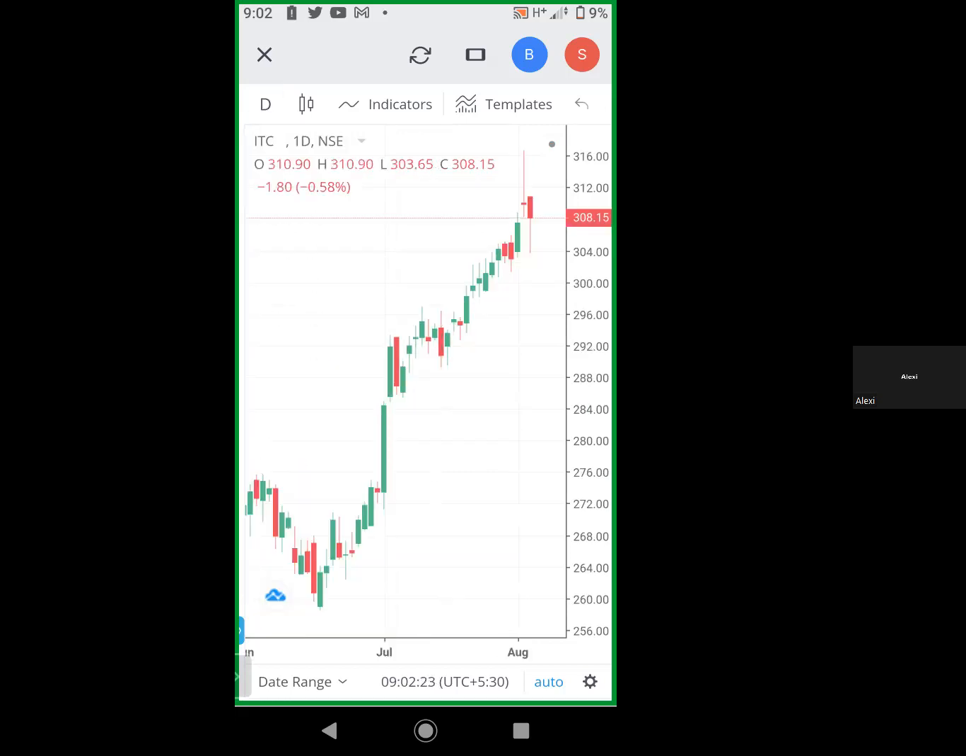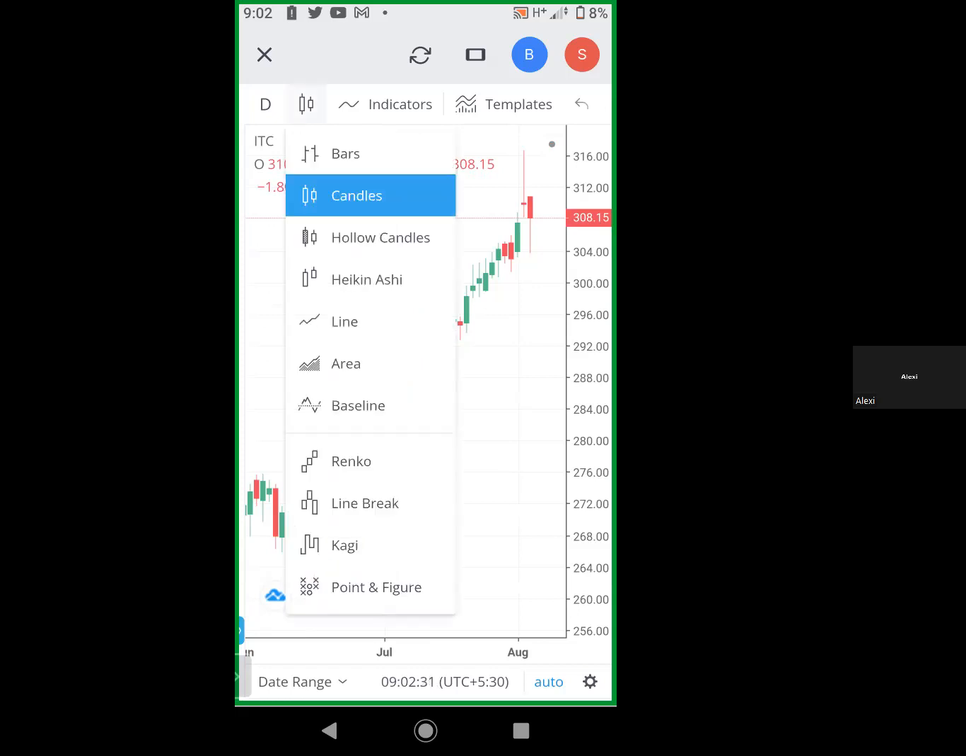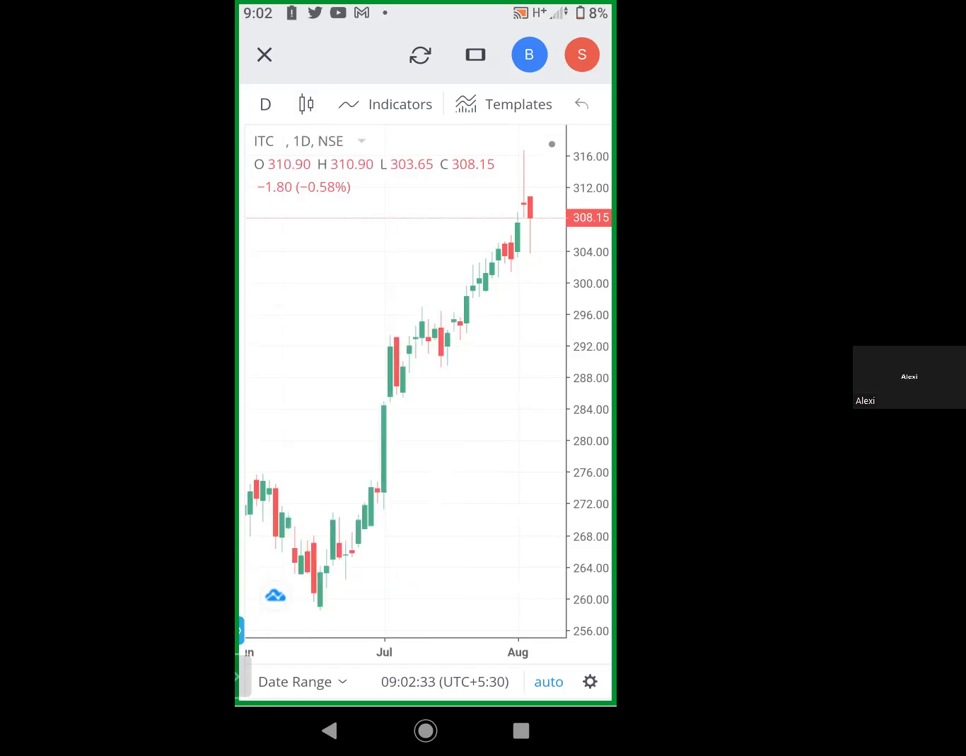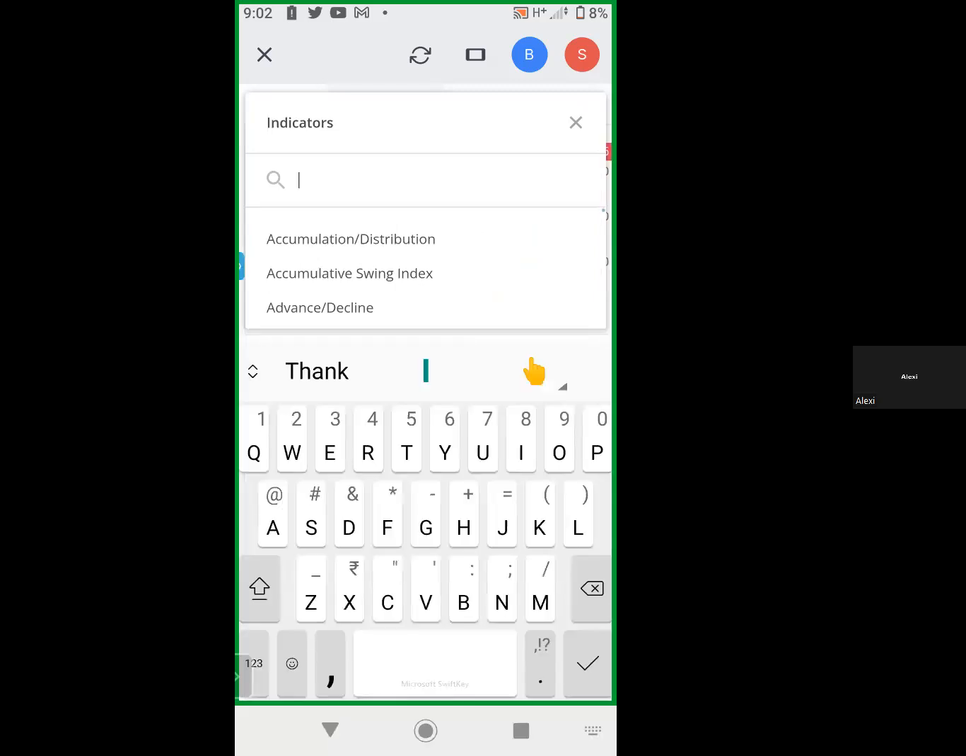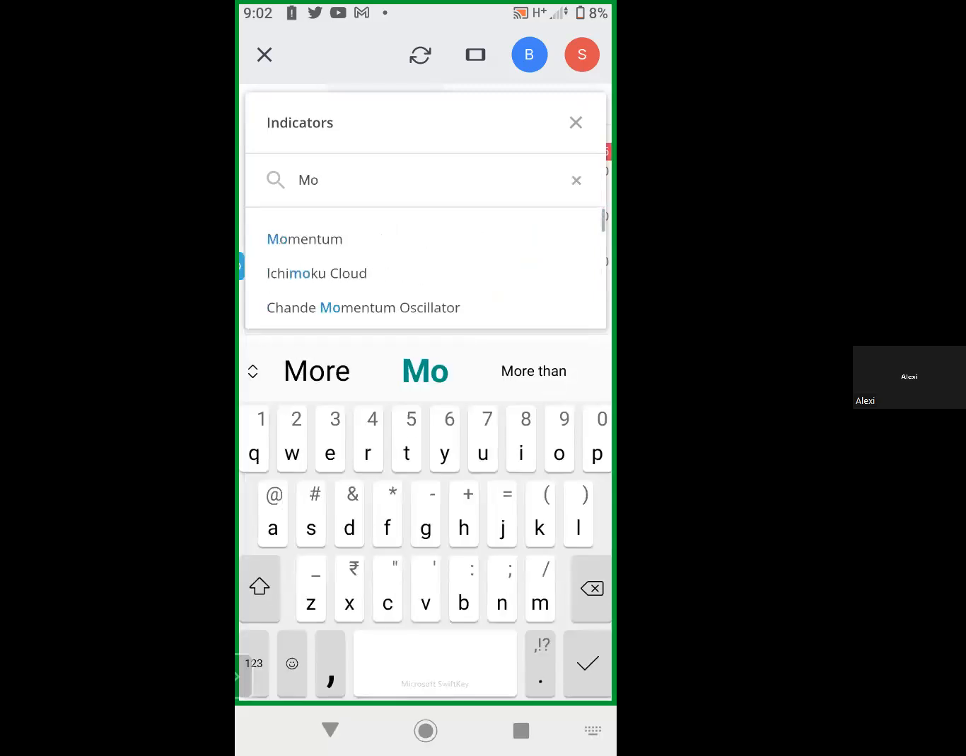Right next to that, to the right of the D, you'll see the bars, the candles. I'm going to leave it as the default, the way it was originally. Next to that, you'll see where it says indicators. So I press on the indicator, and right where it says search, type in moving averages, MOV. As soon as you type MOV, you will see the moving average.